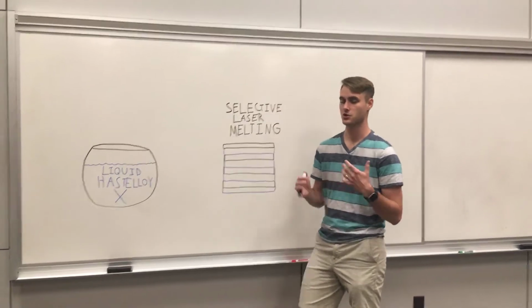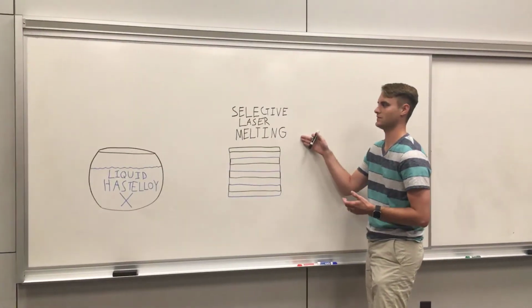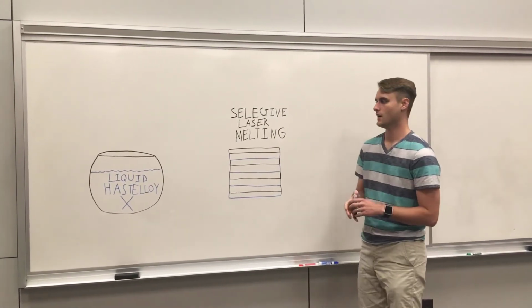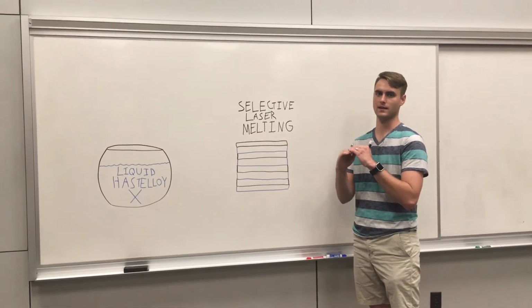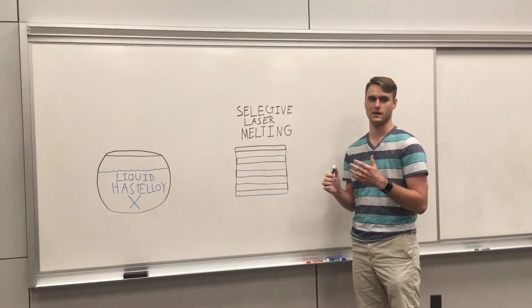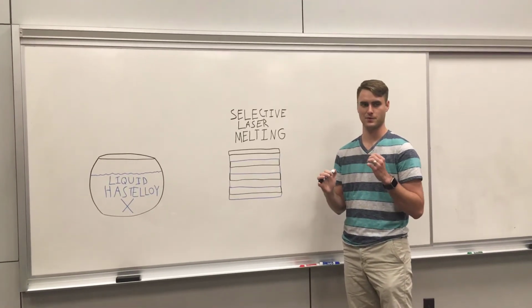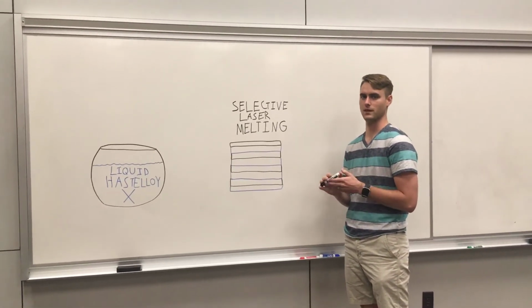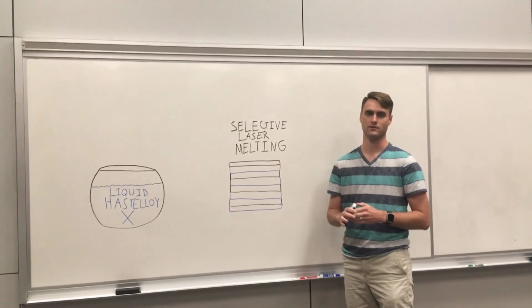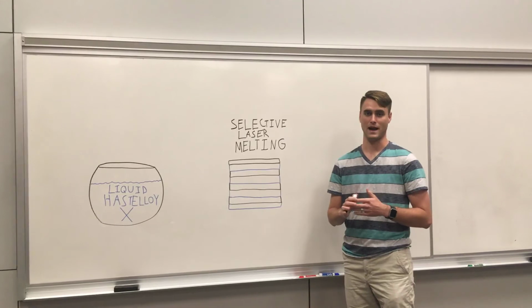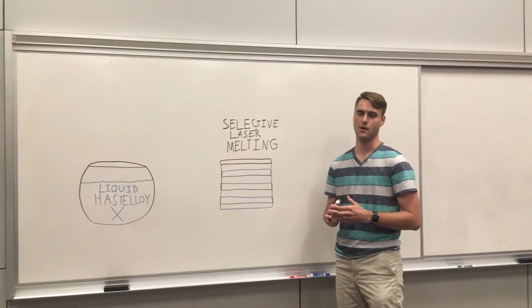But the newer technology is selective laser melting, or SLM. It's basically building up the alloy layer by layer, and this helps to precisely select where you want to place each different kind of metal. It lets you minimize unwanted phases, and it lets you maximize the desirable properties of the metal.